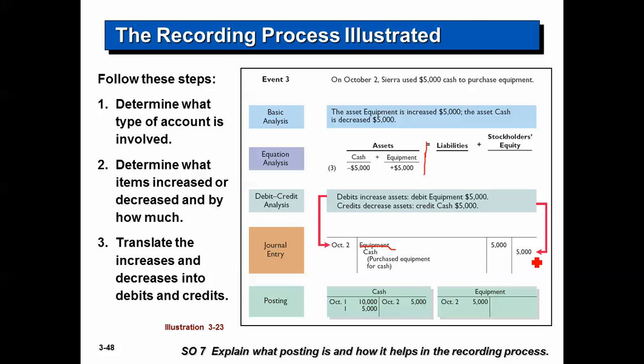Now, if I want to post the cash, you see it's on the credit side here. I simply put it on the credit side of cash, which decreases cash. And equipment went up, so I debit equipment. And that's how I post it. I basically do this journal entry, and then whatever I wrote in the journal entry, I post to the ledger. I said, go to equipment account and debit it 5,000. I said, go to cash account and credit it 5,000.